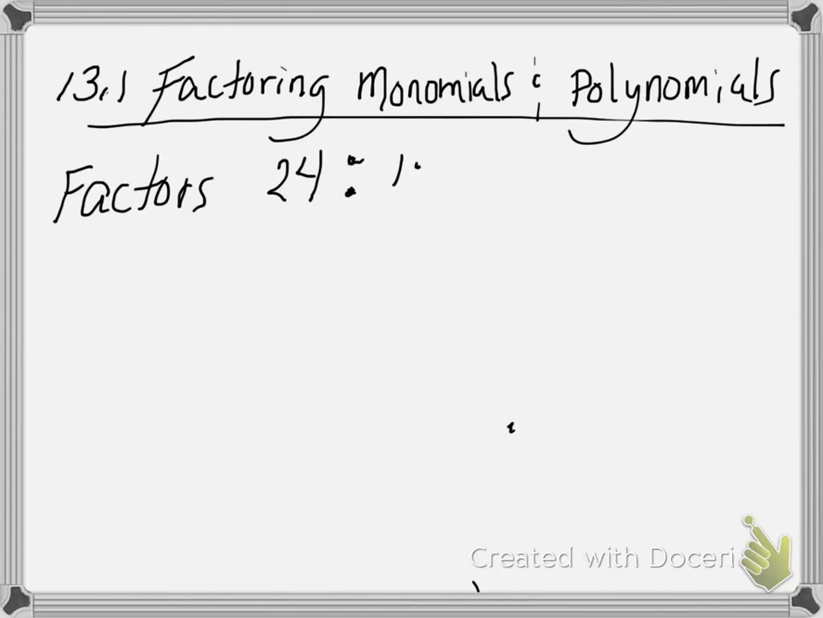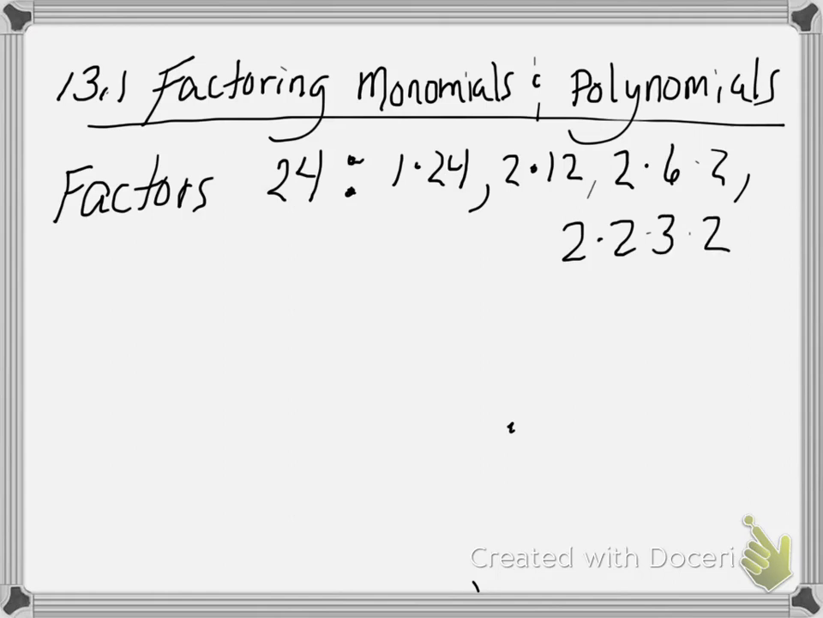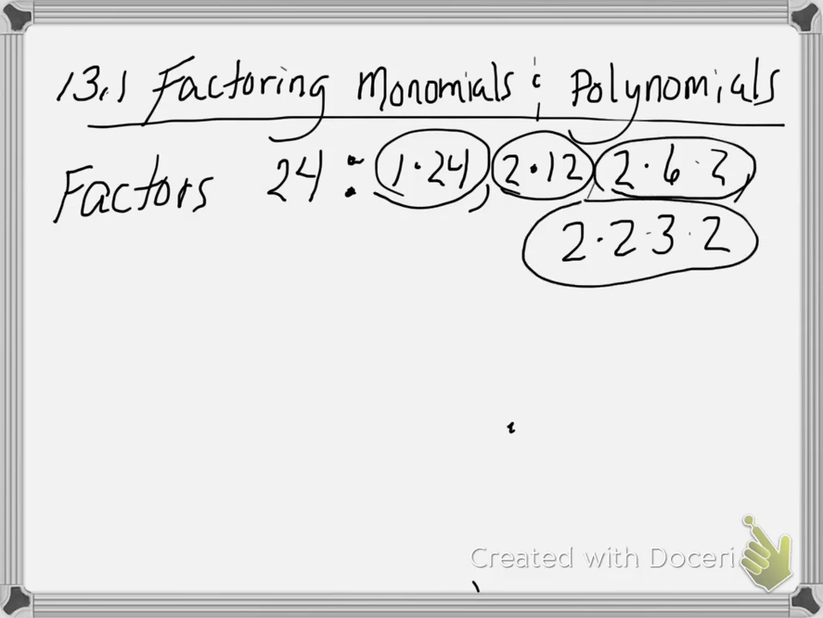are 1 times 24, 2 times 12. I can replace the 12 with 6 times 2, and I can replace the 6 with 2 times 3. So these are all the factors of 24. So if I take a look at the factors of 30, I can do the same thing.